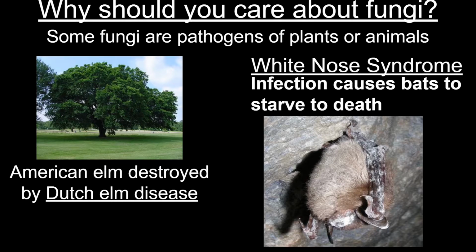Let's talk about some fascinating examples. Dutch elm disease is a fungus vectored by the elm bark beetle and has decimated elm populations without resistance. In some cases, it has completely eliminated elms from regions of the United States. But pathogenic fungi aren't just isolated to plants. We can find them in animals as well.